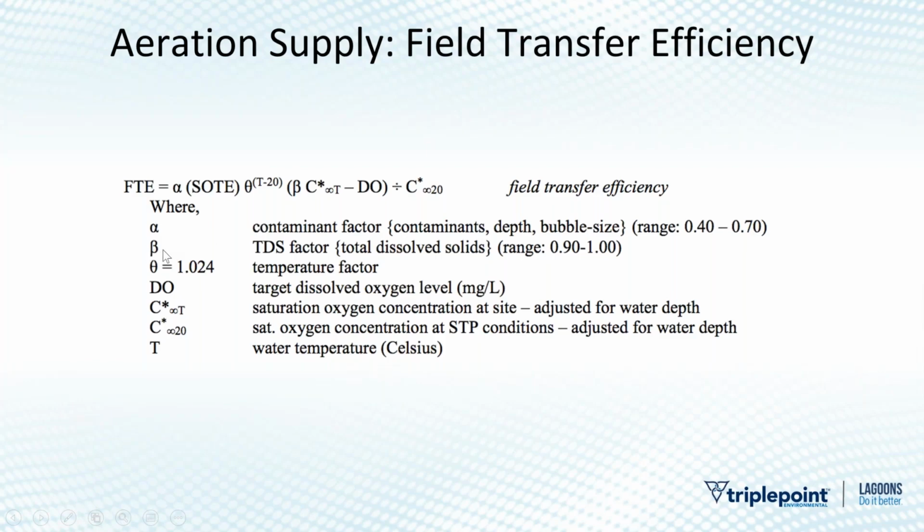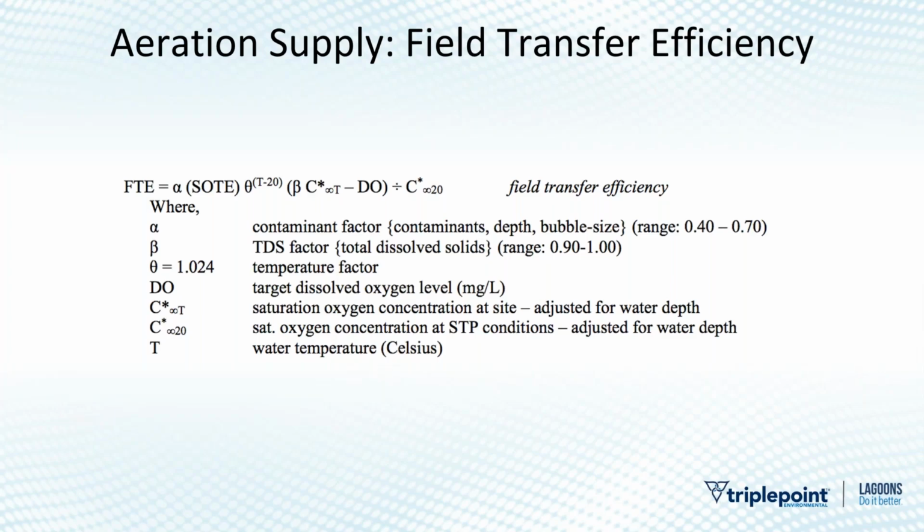There is a beta factor, and the beta factor will adjust for the total dissolved solids in your wastewater and relate it back to the clean water test. And TDS is interesting because TDS jointly increases the oxygen transfer rate. If you have more TDS, say you've got a lot of chlorides in your water, you get a little bit more aeration because of that, but it simultaneously decreases the saturation point of oxygen, and we'll talk about that in a minute. That lowers the oxygen transfer rate, so it's a funky one.